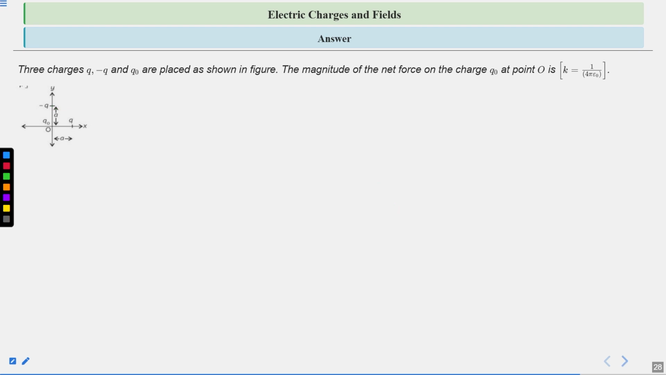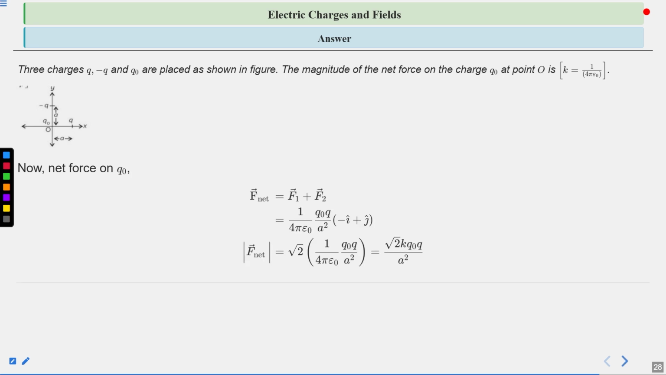Now the net force on q naught is what? F1 plus F2, yes or no? Just substitute the values of F1 and F2 and take the common magnitude. The common magnitude is 1 upon 4 pi epsilon naught q naught q divided by a square, times minus i cap plus j cap. So this is the net force, and the magnitude of the net force is root 2 times 1 upon 4 pi epsilon naught q naught q divided by a square, which is equal to root 2 k q naught q divided by a square. So this is the net force.